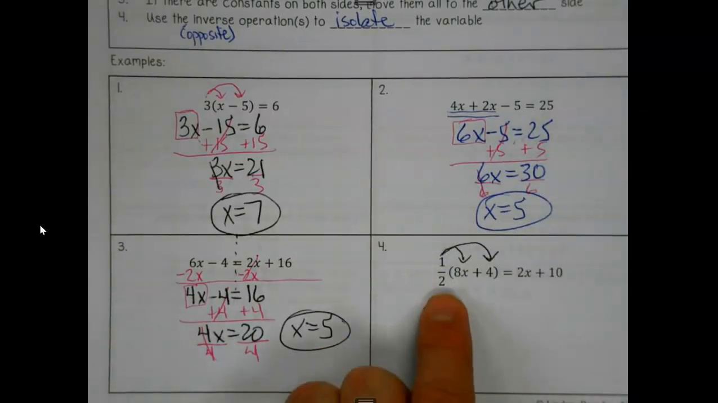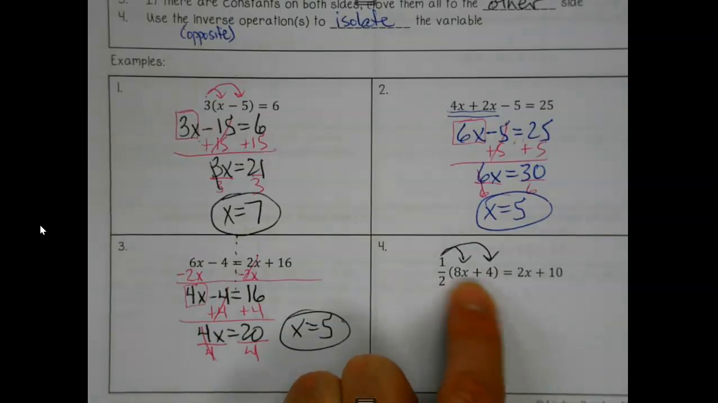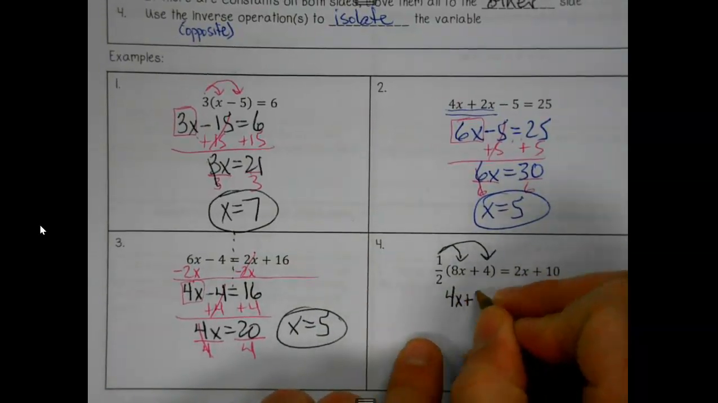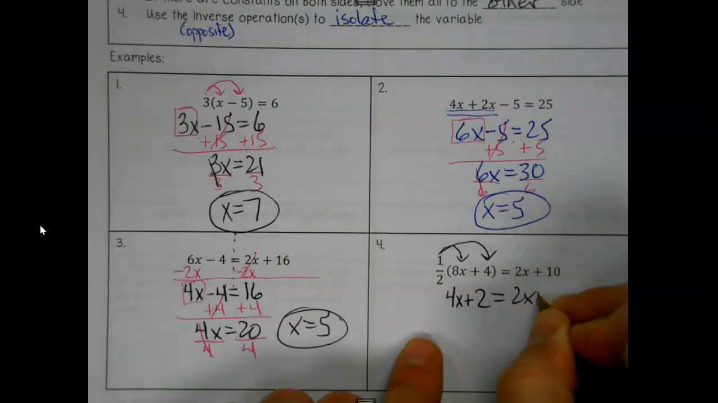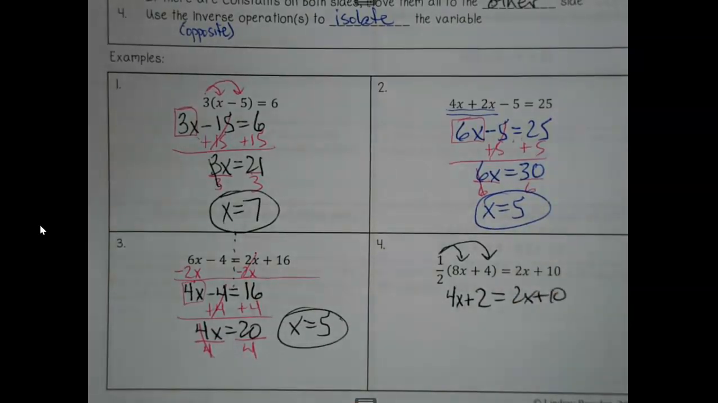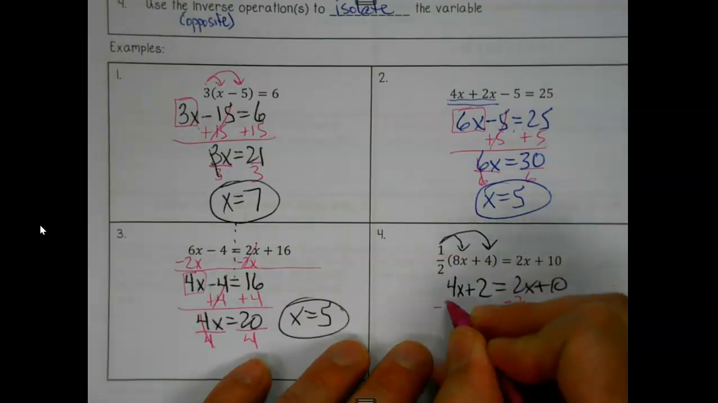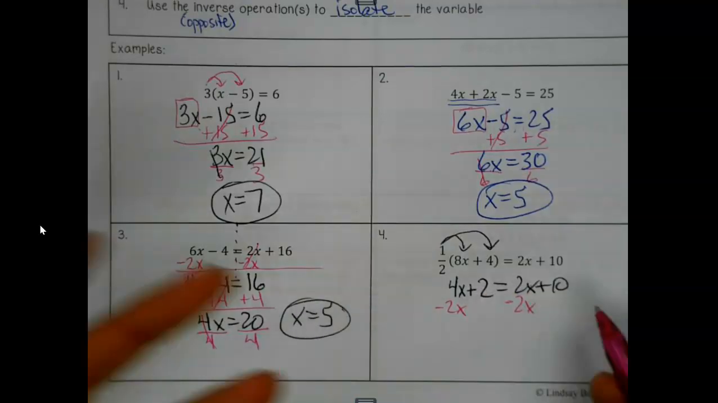Don't let the half mess with you, because again, we're just cutting each of these in 2. So when we cut each of those in 2, now we're back basically in the same situation that we had over here. Variables on both sides of the equals. We got to fix that. So again, it's positive 2x, so I can subtract. If it was negative, I'd add.